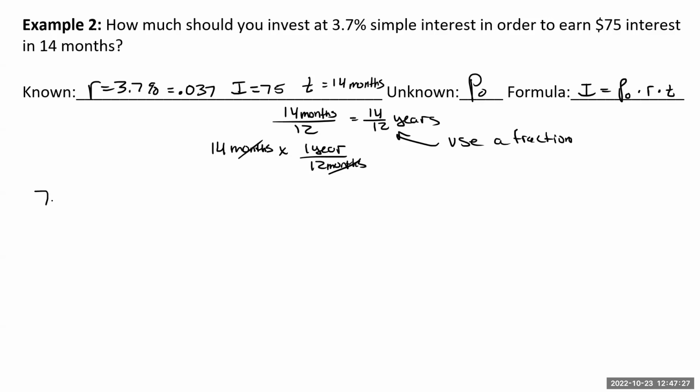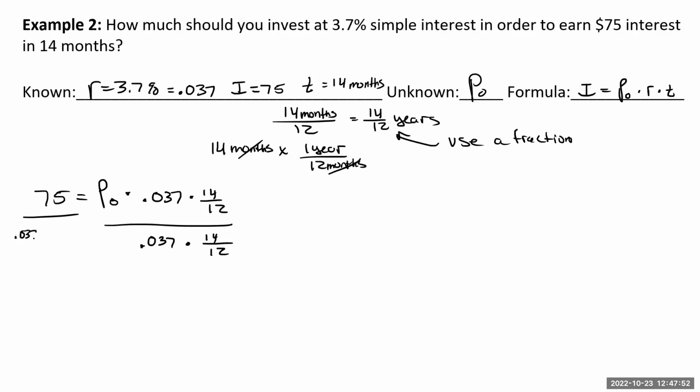All right, so let's substitute into our formula. We know we have an interest amount of $75. We don't know what our P sub 0 is. We're trying to find that. Interest rate of 0.037, and then times 14 over 12. So this is all multiplied together. Use a little bit of old algebra from your high school days. Divide out the 0.037 times 14 over 12. So that means that P sub 0 is equal to 75 divided by 0.037 times 14 over 12.